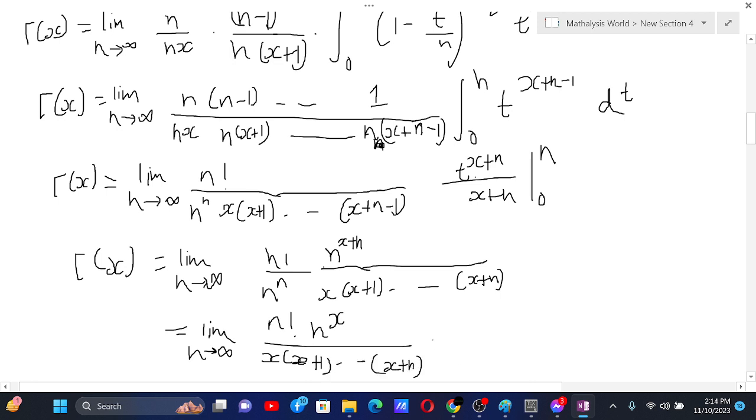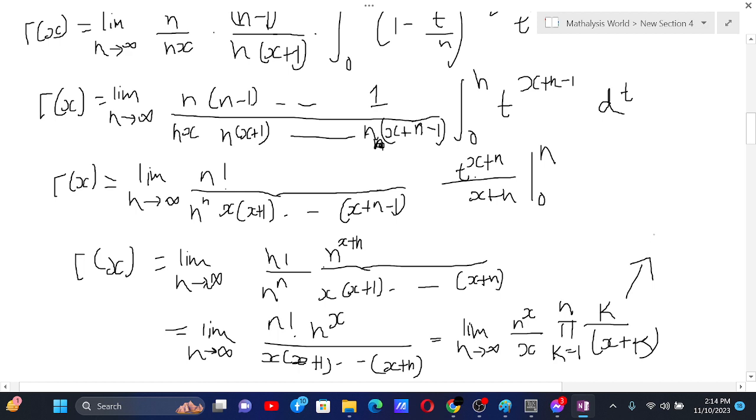In the other form of infinite product, we can write it as the limit n tends to infinity of n to the power x by x, infinite product from k equals 1 to n. And this n factorial will be represented by the product of k, and this one by x plus k. This is also known as the Gauss representation for the gamma function, like we had the Euler representation earlier.